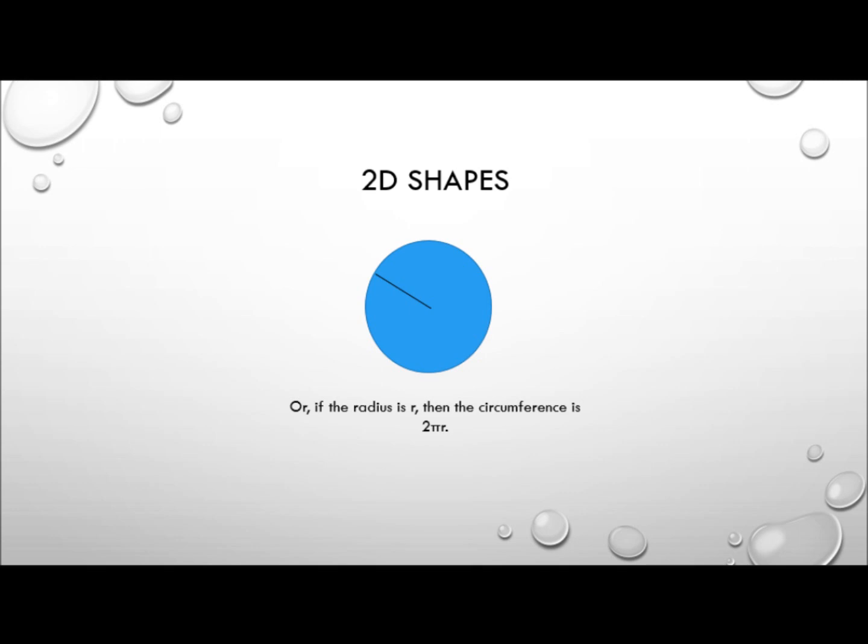So if you take the radius of the circle and double it to get the diameter and then multiply that by pi, you will get the distance around the edge, or the circumference of the circle. Or, to put it more simply, if the radius of a circle is r, then the circumference of the circle is 2 pi r. If you can excuse the somewhat circular reasoning.